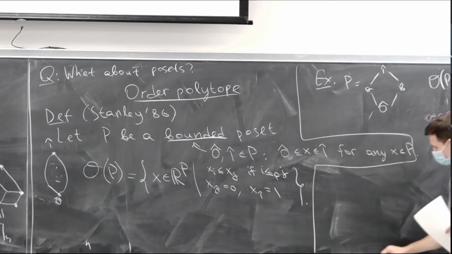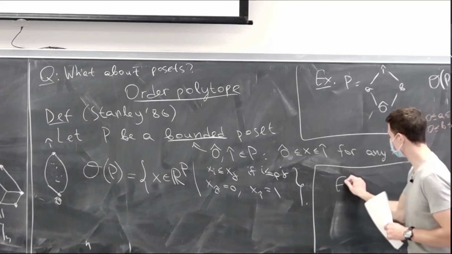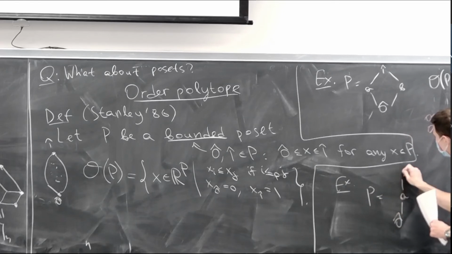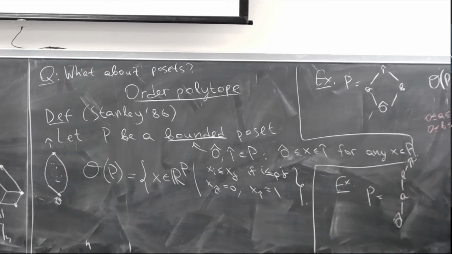And I can try another one, maybe something like this. If it's a chain like this, then what do I get? A simplex. Is it going to be above or below the diagonal? A is less than B. Above. All right, cool. So these order polytopes are pretty easy to deal with.